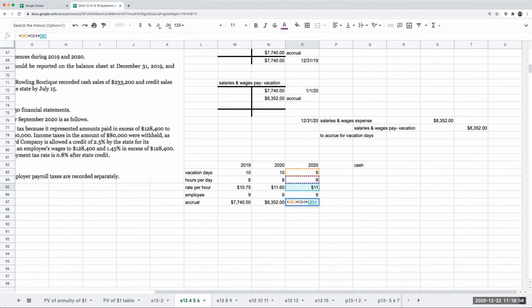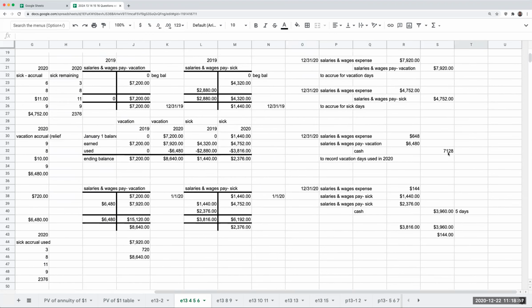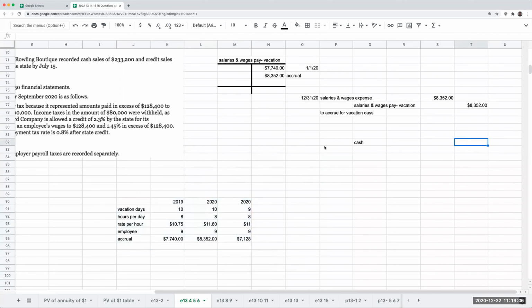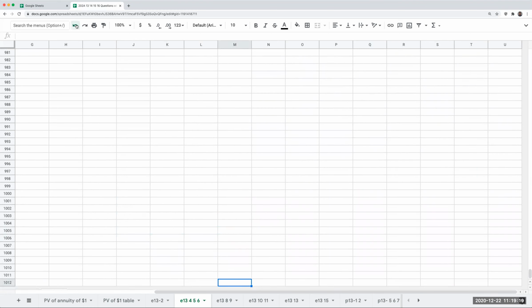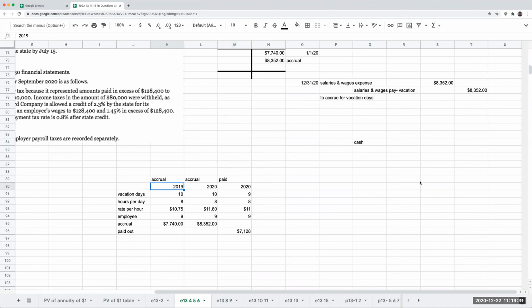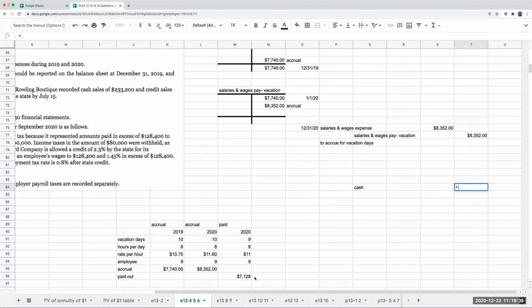So the amount of cash that pays out is going to be the same as what we had earlier, meaning this 71.28, that's where that number is coming from. So the amount of cash I am going through here and paying out is going to be 71.28, which is this balance right over here. Okay, so that's the amount of cash that I'm paying out.